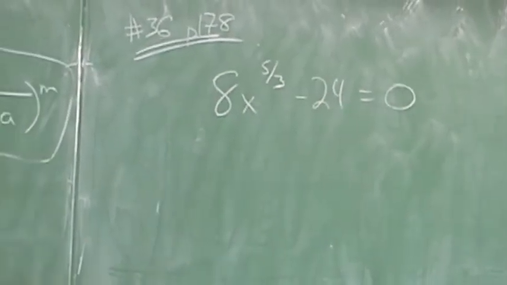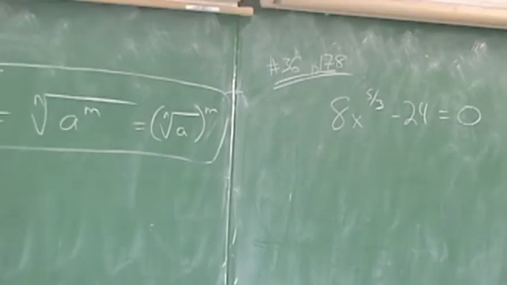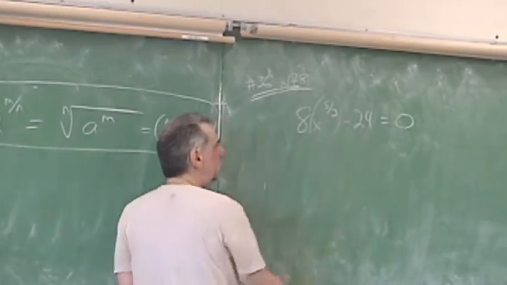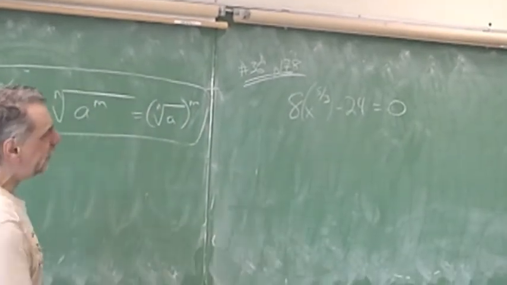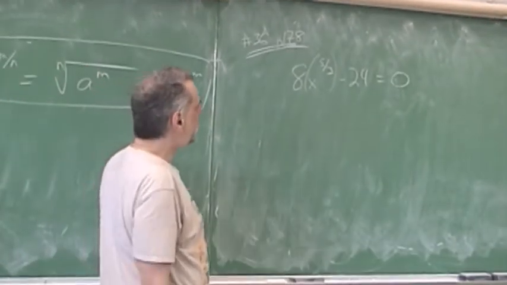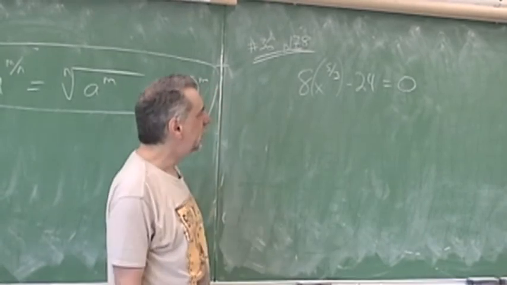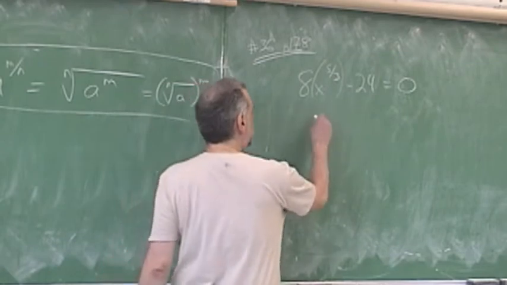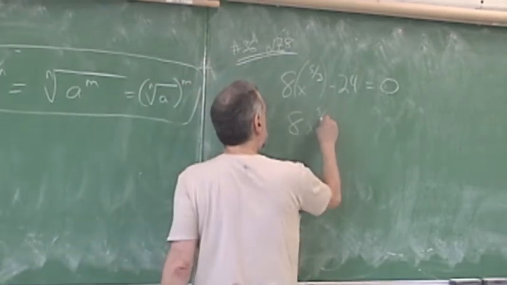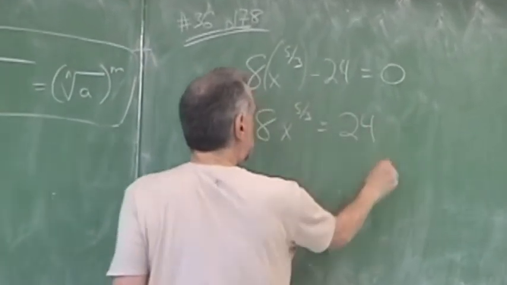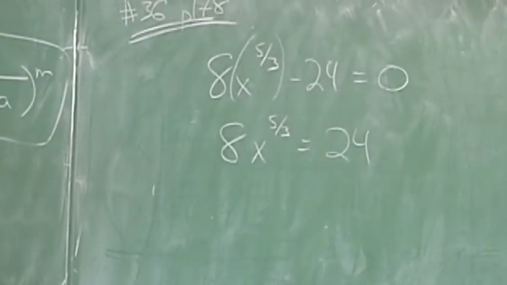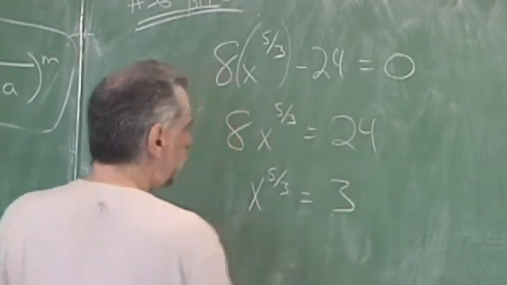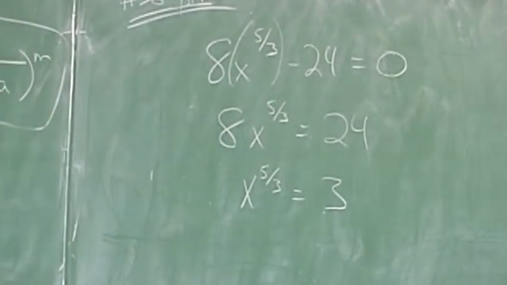So what we're going to do here is isolate that term with the x. Have that on one side and everything else on the other side. So whatever the term is that has the fractional exponent in it, that's what you want to isolate. So first we're going to add 24 to both sides, and then we're going to divide both sides by 8. All right, 24 divided by 8 is 3.